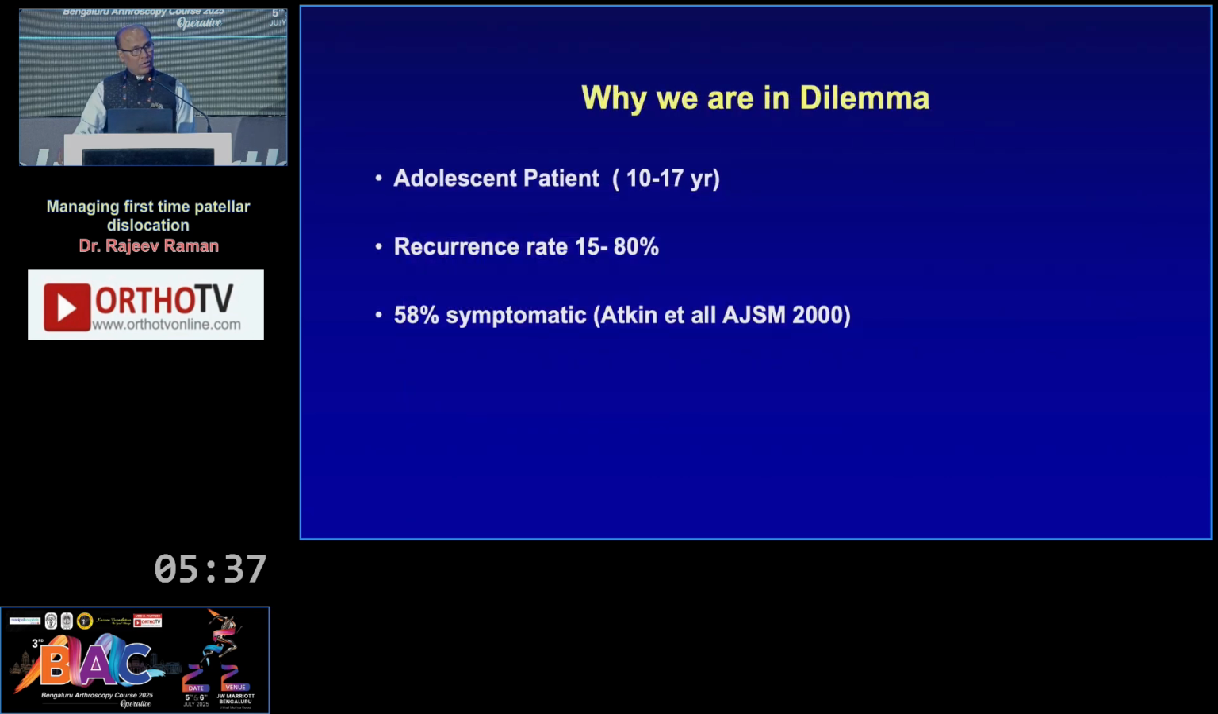So why are we in a dilemma? Because most of these patients are in the age group of 10 to 17 years, and the recurrence rate varies from 15 to 80%. And not all the patients are symptomatic. Some patients have asymptomatic subluxation or occasional subluxation of the patella, lateral subluxation of the patella.